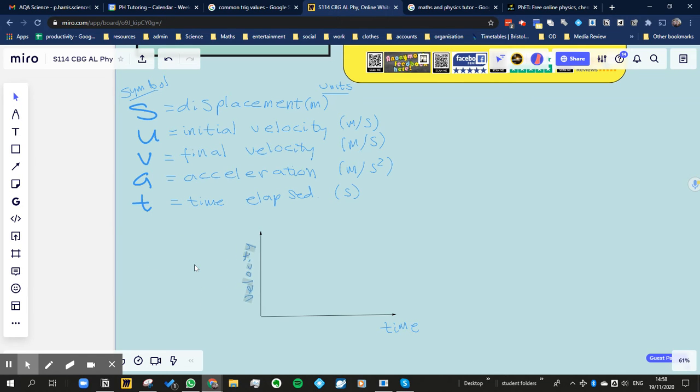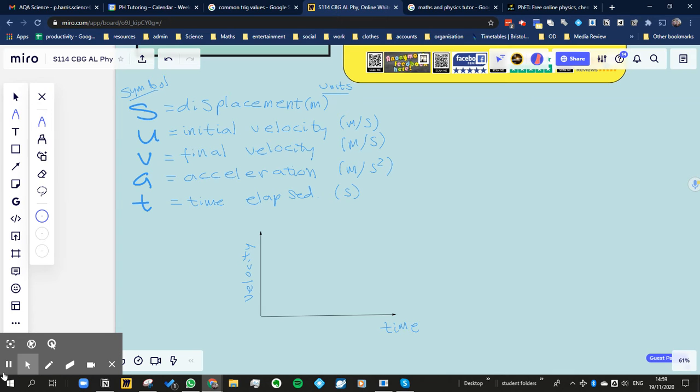Now, if we're considering a situation where the acceleration is constant, what we mean is the rate at which the velocity changes is constant. That's what acceleration means. It's the rate at which we increase or decrease velocity. Deceleration would be the word you would use if acceleration is negative, essentially.